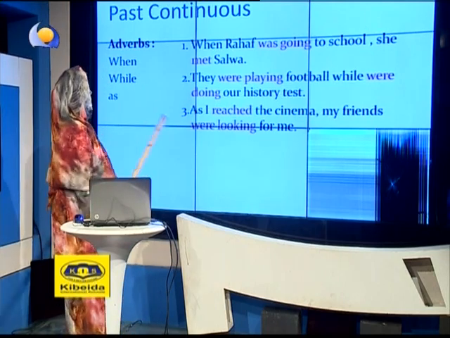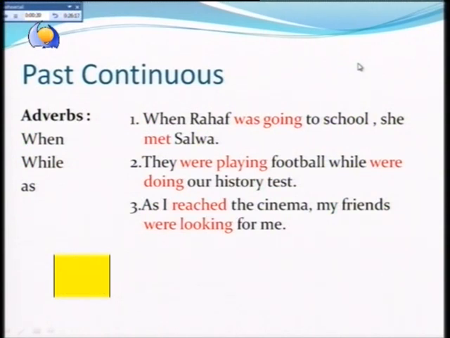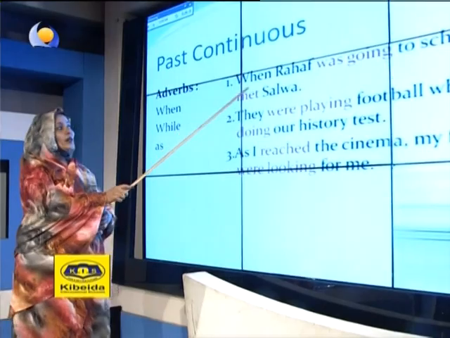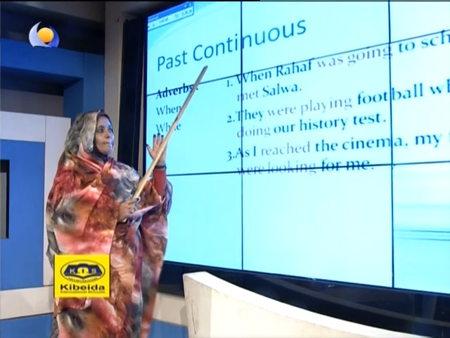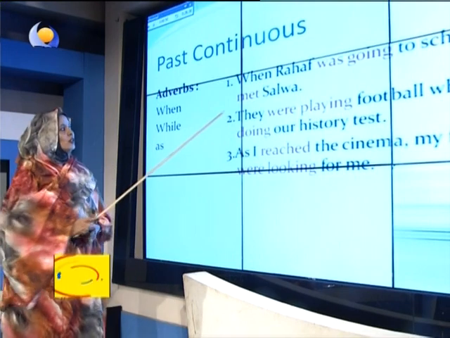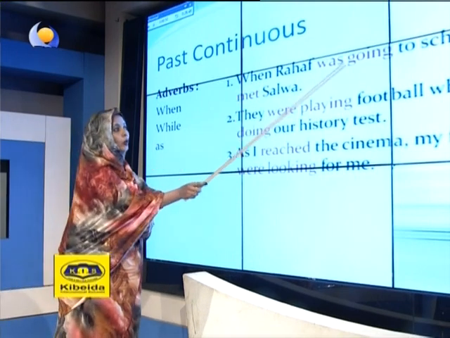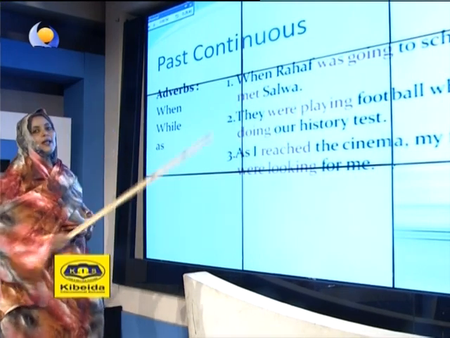For example, when Rahaf was going to school, she met Selwa. Rahaf was going to school. This is something that was taking place. It was interrupted by meeting Selwa. So, when Rahaf was going to school takes more time than the prompt meeting. So, when Rahaf was going to school, she met Selwa.